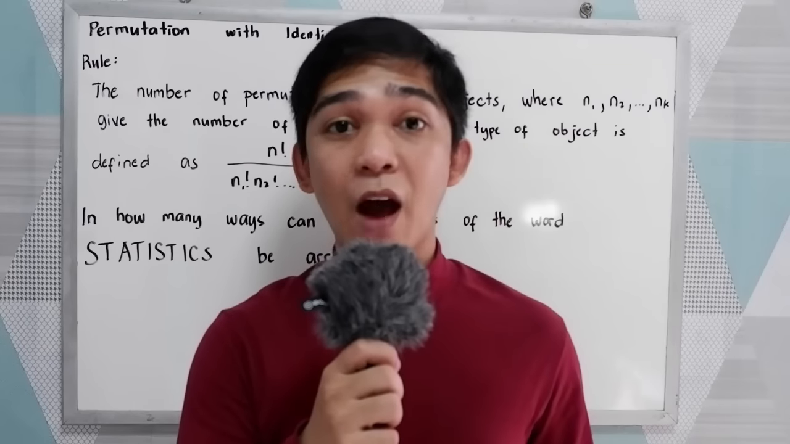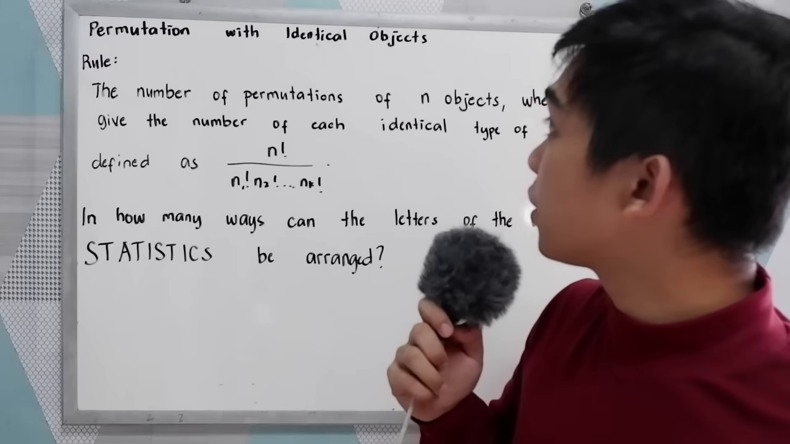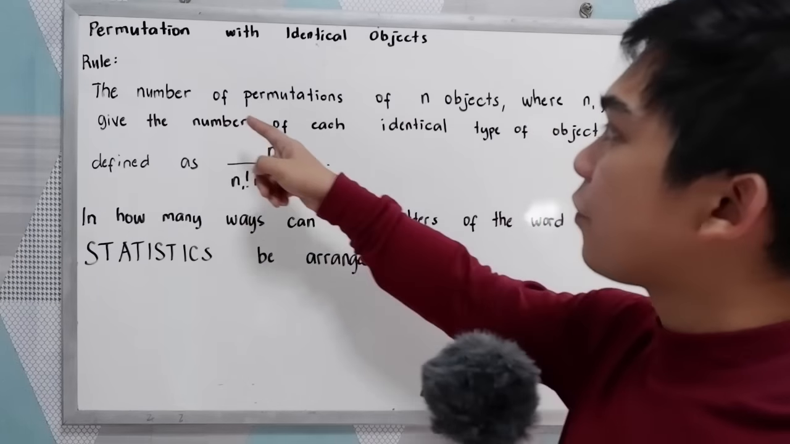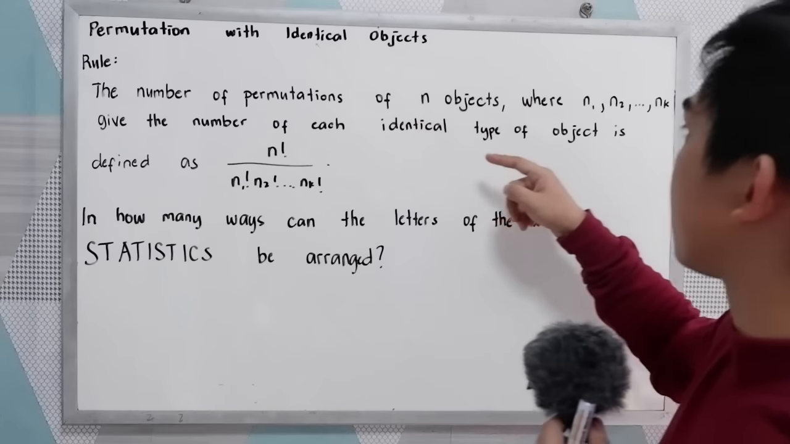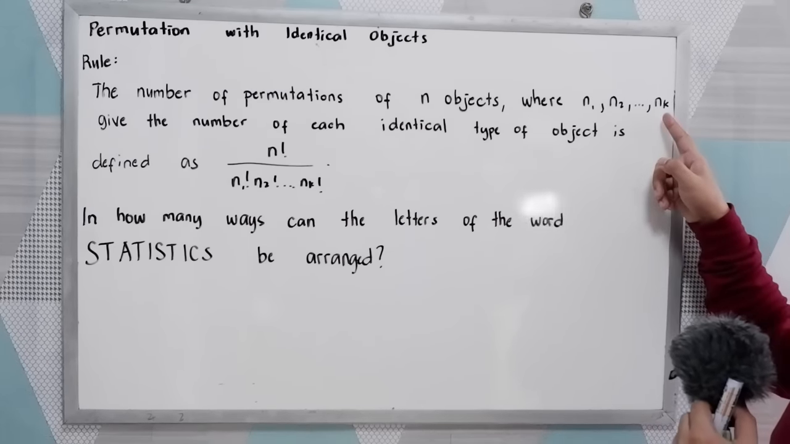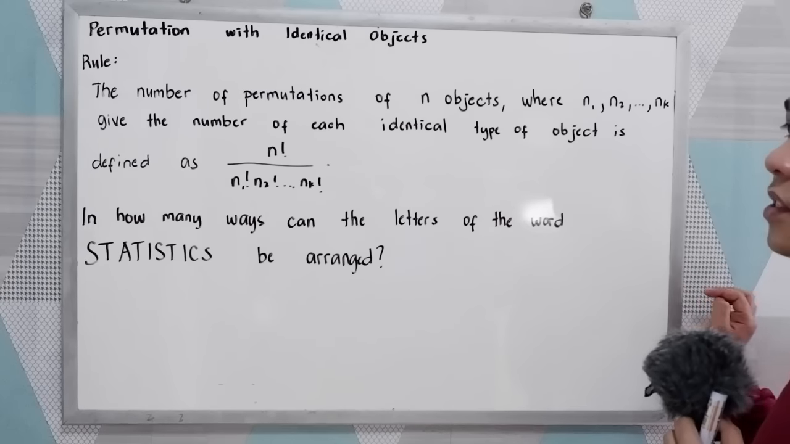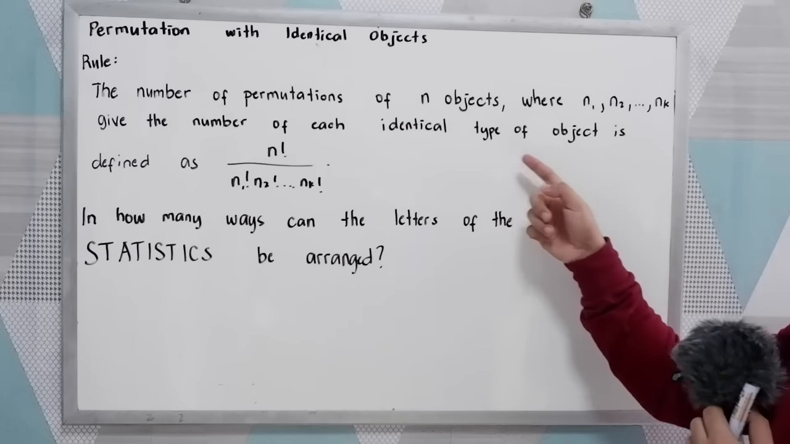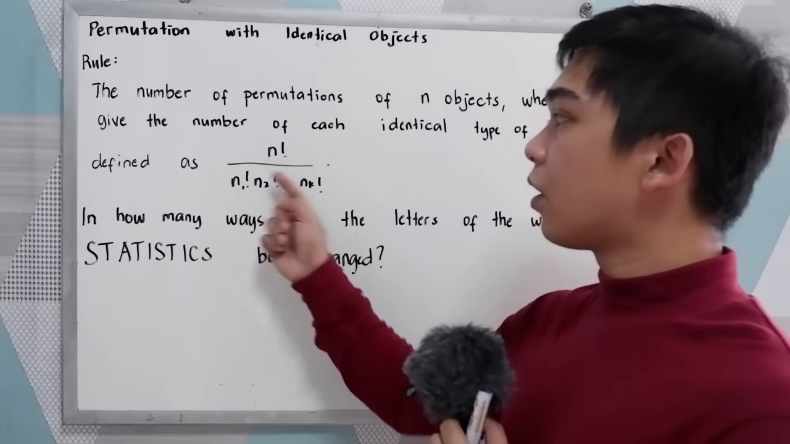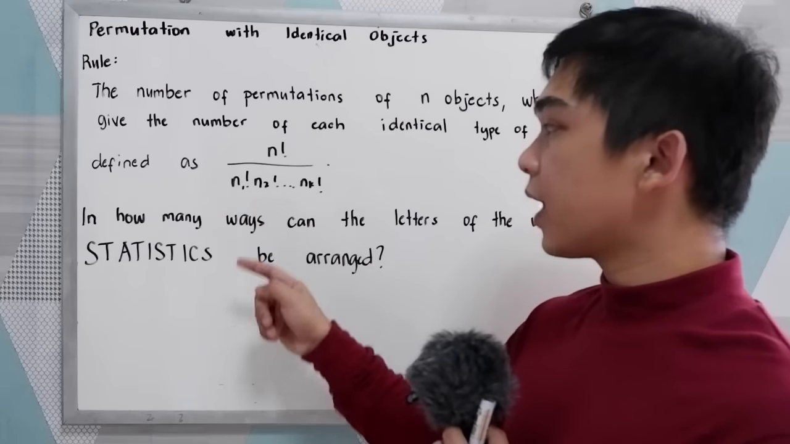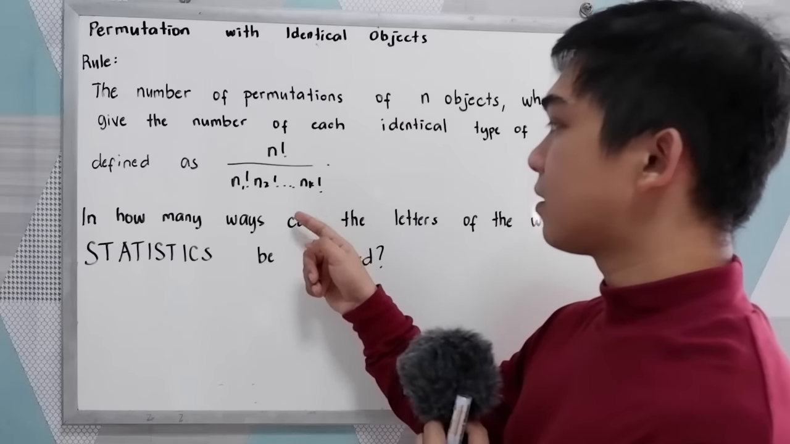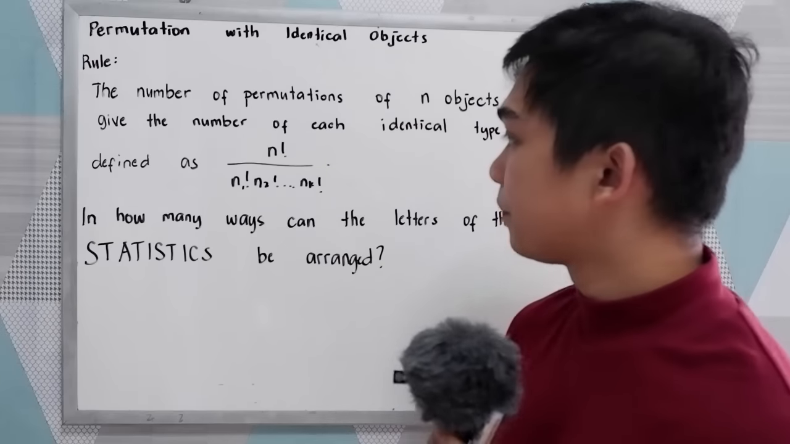Good day everyone. Today I will be discussing permutation with identical objects. So our rule: the number of permutations of n objects where n sub 1, n sub 2, and so on until n sub k give the number of each identical type of objects is defined as n factorial all over n sub 1 factorial times n sub 2 factorial times n sub k factorial.